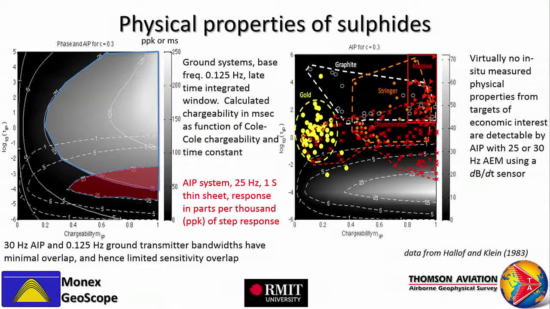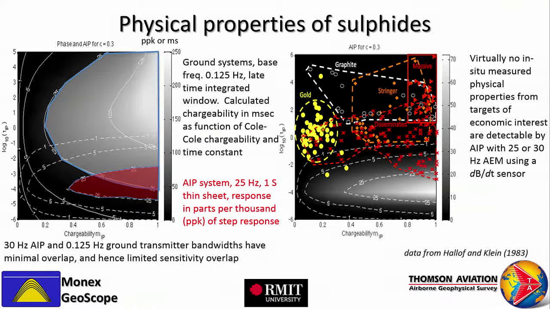Now we're looking at some of the physical properties of sulfides. The slide on the left shows the sensitivity of a ground IP survey, which is operating at 8 seconds or 0.125 of a hertz. We're looking at the observed phase response, and then comparing against chargeability and the time constant.